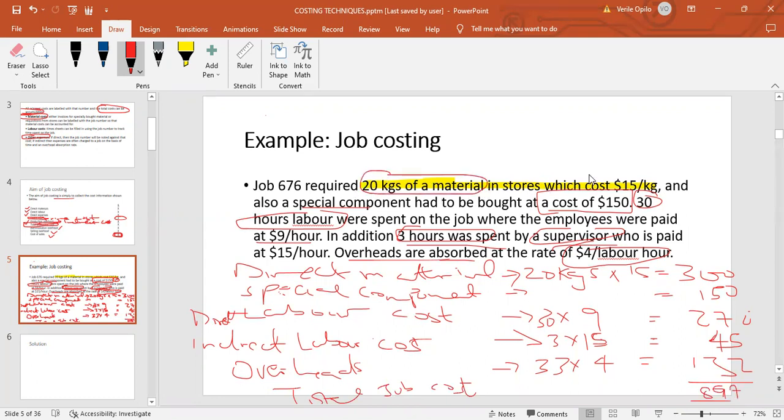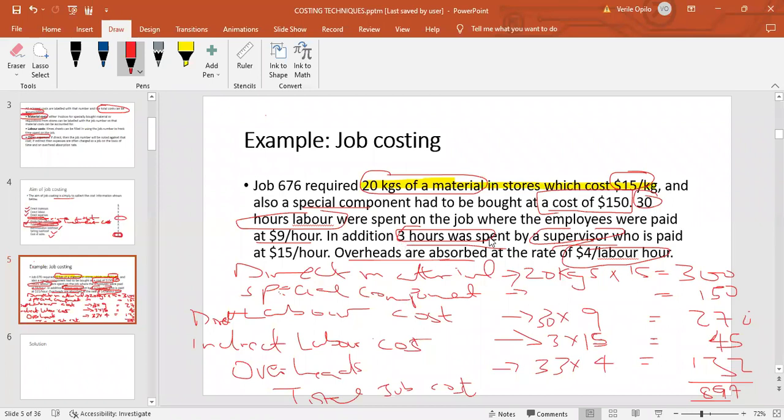That is 300 for the direct materials, which you say that it will be equal to the 20 kgs of material in stores multiplied by the $15 per kg. And then the special component, you're told that this one was equal to 150. Then we had now the direct labor cost. In this case, the 30 hours each being paid at the rate of $9 per hour. That one we got 270.